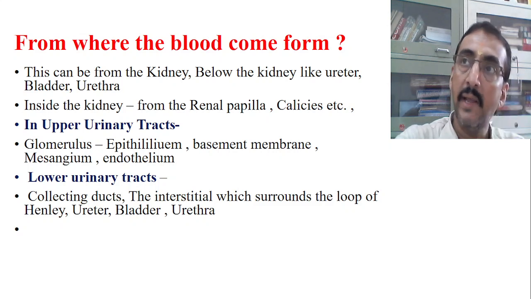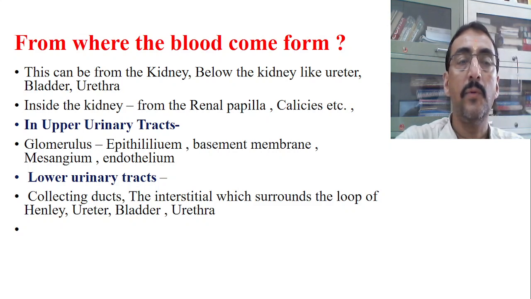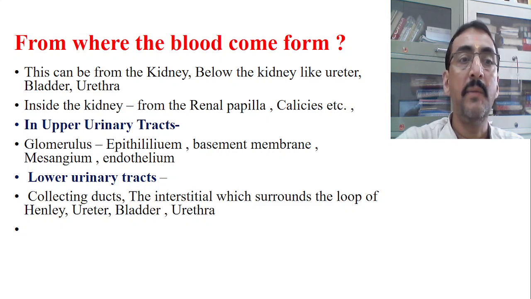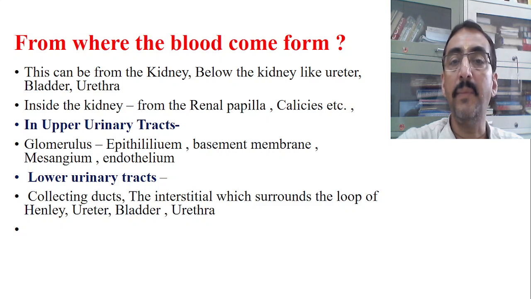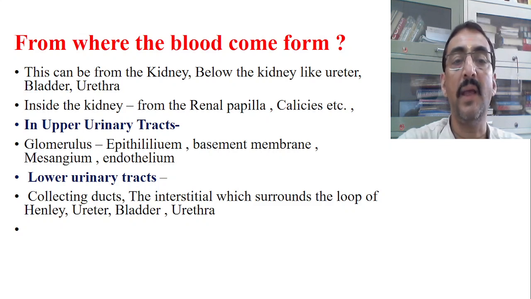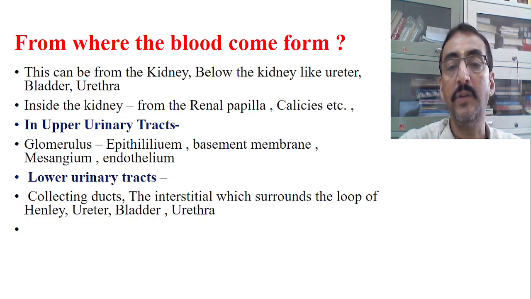Now, whenever we have hematuria, we have to find out from where the blood has come. As we know, the blood may be from the kidney, or below the kidney like the ureter, or from the bladder, urethra, etc. Or blood may be from inside the kidney like the renal papilla, calyces, etc. Blood may be in the upper urinary tract or nephrological part like the glomerulus. In the glomerulus, it may be from the epithelium, basement membrane, mesangium, or endothelium. And it may be from the lower urinary tract like the collecting tracts, the interstitium which surrounds the loop of Henle, and also the ureter, bladder, urethra, etc.